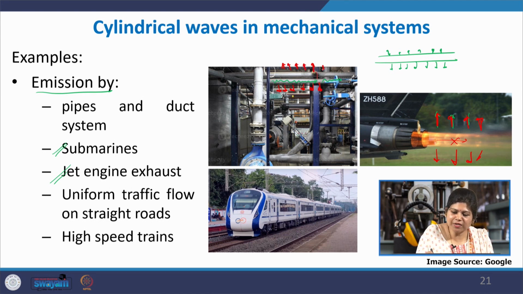Okay. So, I hope this makes clear the confusion over whether a pipe or a duct has a harmonic plane wave front or a cylindrical wave front. Inside, if a reciprocating motion is pushing the fluid, it becomes a harmonic wave front. But by virtue of the flow, if it is able to generate structural vibrations in the pipe itself, then outside it radiates a cylindrical wave front. Similarly, uniform traffic flow on a straight road and high speed trains generate cylindrical waves.